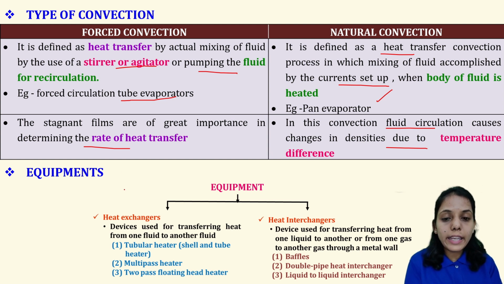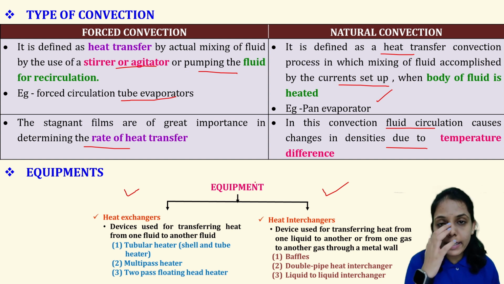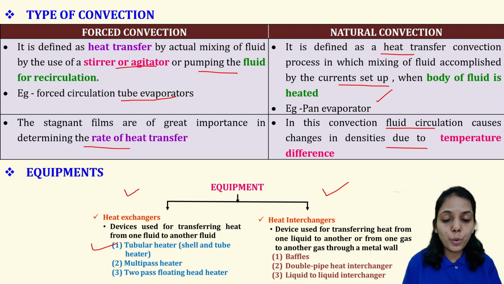Now equipment: there are heat exchangers and there are heat interchangers. Heat exchangers can be between one fluid and another fluid, whereas heat interchangers can be between one liquid and another or one gas and another. Heat exchangers include tubular heaters, shell and tube heaters, multi-pass heaters, and two-pass floating head heaters. In the case of heat interchangers, the device is used for transferring heat from one liquid to another through a metal wall. So if we are using a metal wall in between for the transfer of heat, it is known as a heat interchanger, and if we are not using one, it is known as a heat exchanger.